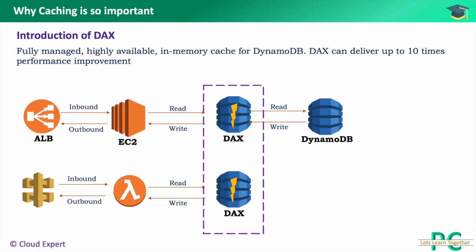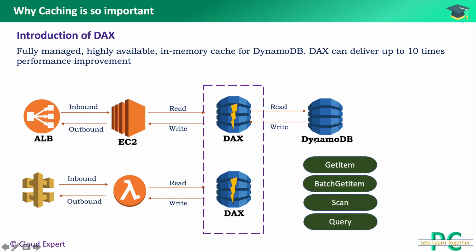Now, for the other use case, a similar thing will happen. API Gateway will send the inbound request to Lambda. Lambda will read from DAX, and if the data is available in the DAX cluster, DAX will serve that request directly without invoking DynamoDB. And the good part is that DAX supports get item, batch get item, scan, query API requests. So now you can understand, instead of referring to the DynamoDB API or URL, you can directly use the DAX URL.